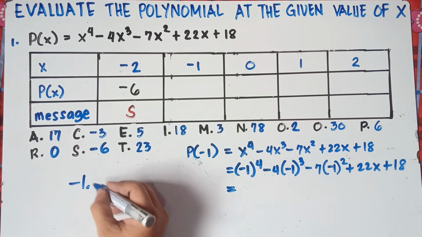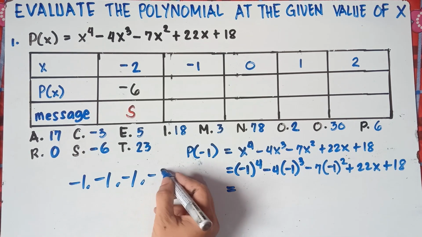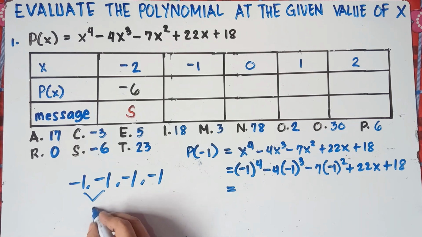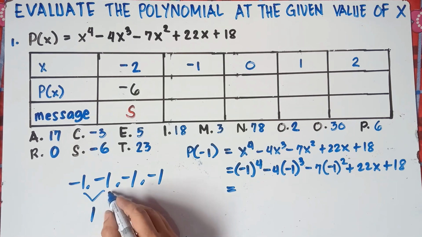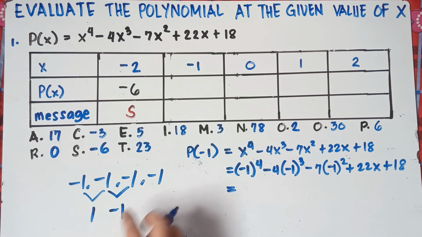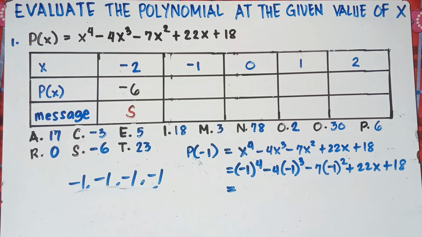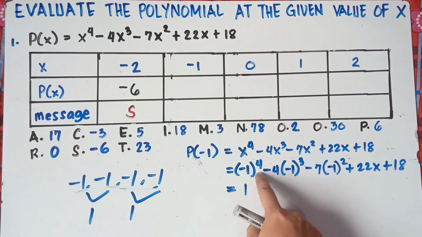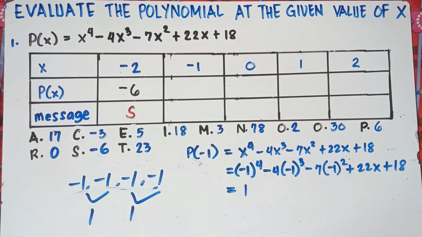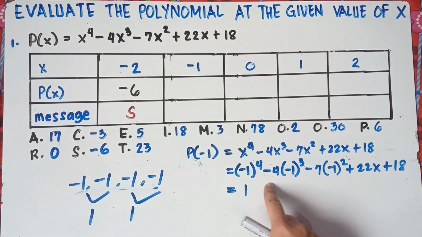So, negative 1 times negative 1 times negative 1 times negative 1. Negative 1 times negative 1, that's positive 1. Positive 1 times negative 1, that's negative 1. Negative 1 times negative 1, that's positive 1. Alright, so your answer will be positive 1. Once again, class, do not be confused with this one. But remember this one, class, if you have an even power on a negative number, your answer will always be positive. Okay, so next will be, do not multiply negative 4 and 1.